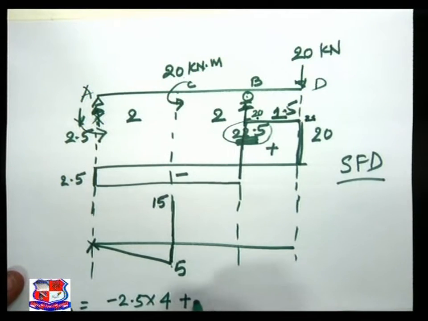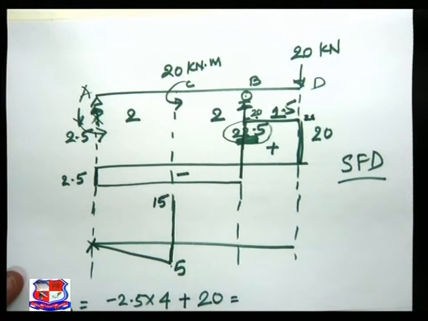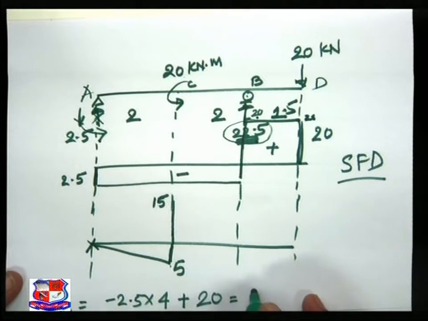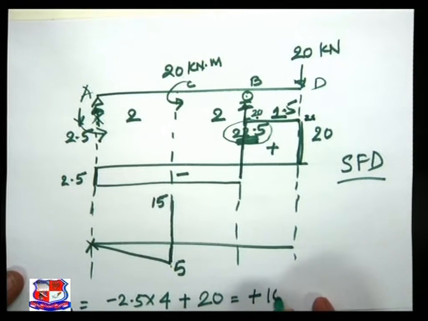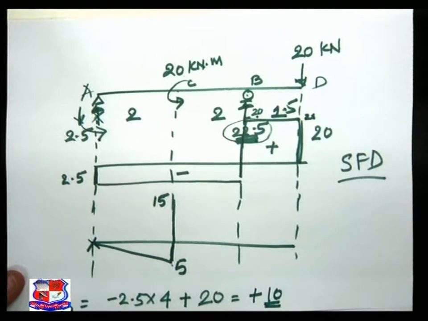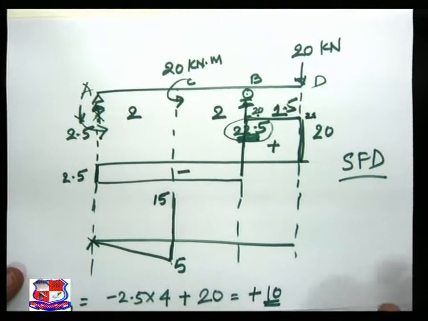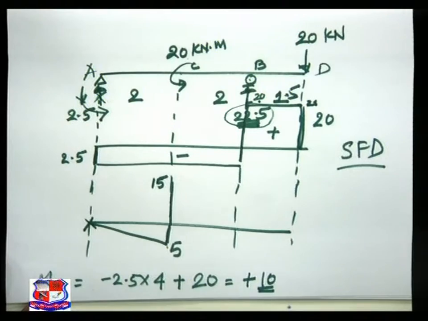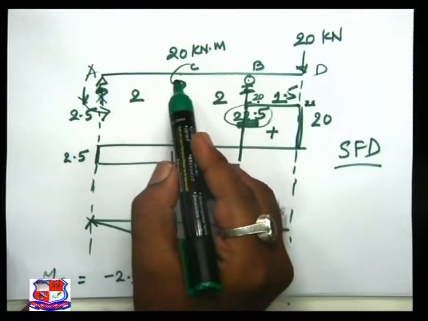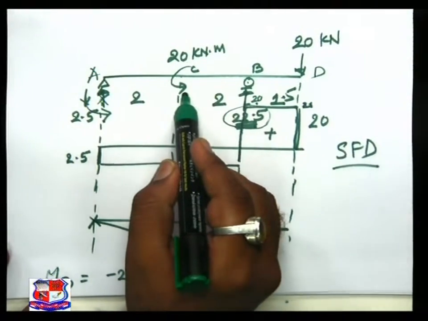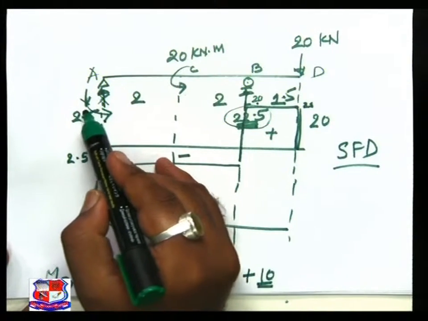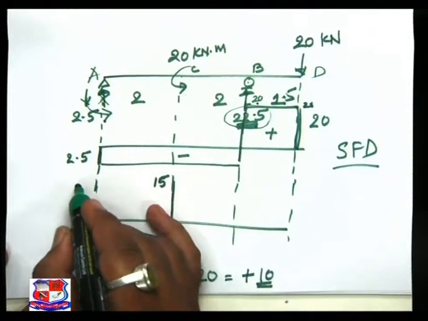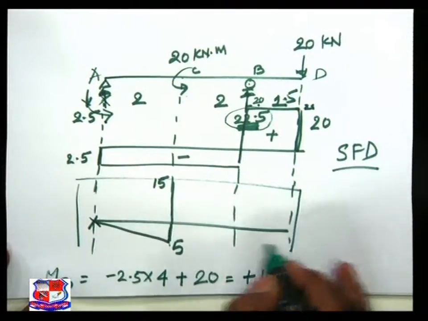plus 20. This gives me the answer plus 10. See the figure. Now see the figure carefully. Here the anticlockwise moment is acting. Here also the anticlockwise moment is acting. Hence we can plot this diagram in the next page.